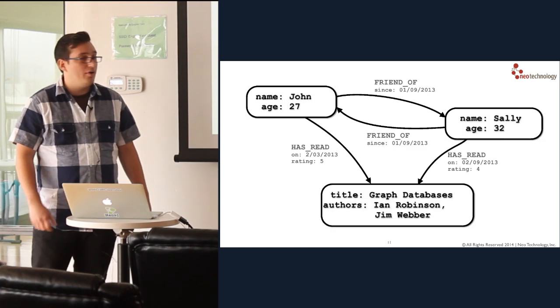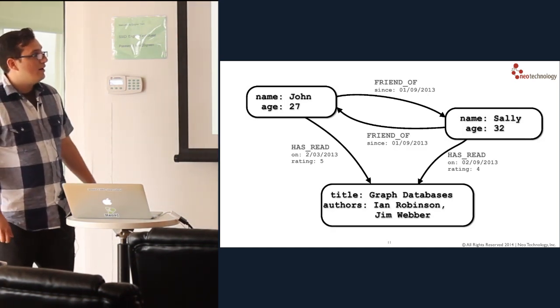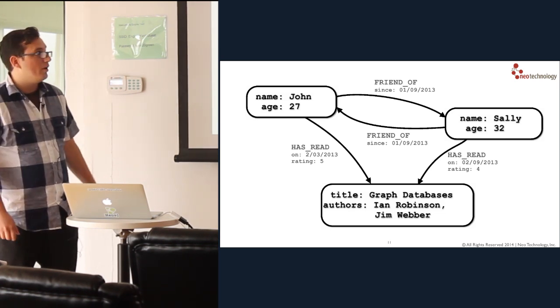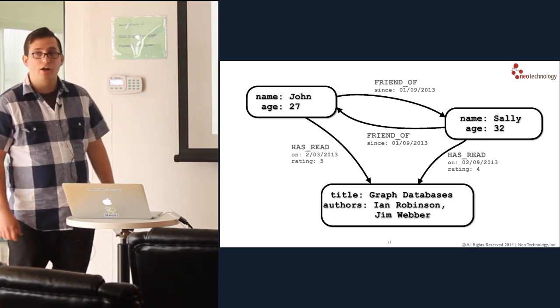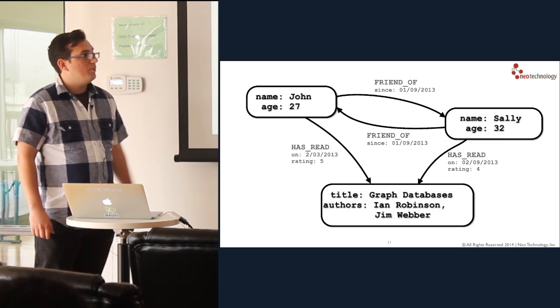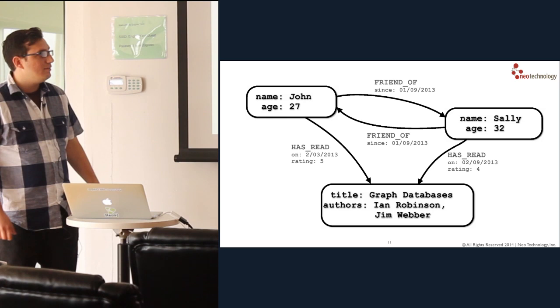Now, if we take that further and we assign some key values to these entities, these objects, we now have something that we can articulate more. We have now added age on Sally and John. So we see that John is 27. We see Sally is 32. On the relationship, we have another key value. So we see the date that they've been friends since.